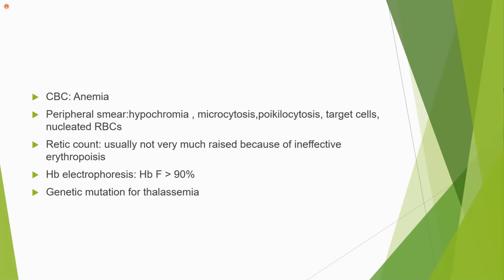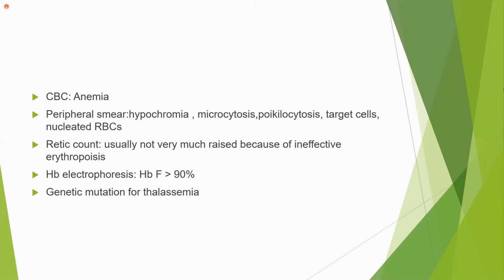In cases of thalassemia major, since there is deficiency of beta chains, and as you know hemoglobin A comprises 2 alpha and 2 beta chains, when the beta chains are not there, the excess alpha chains combine with the remnants of the gamma chains. The combination of the alpha and gamma chains results in hemoglobin F production. And that's why in cases of thalassemia major, hemoglobin F is raised and it is usually more than 90%.